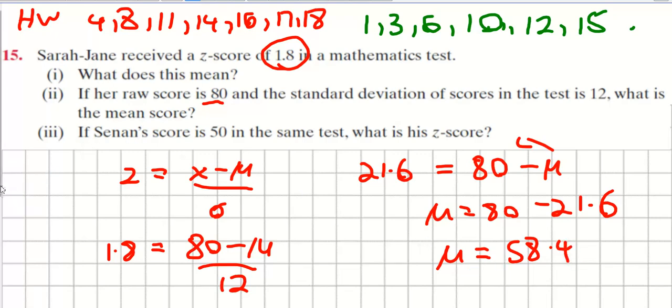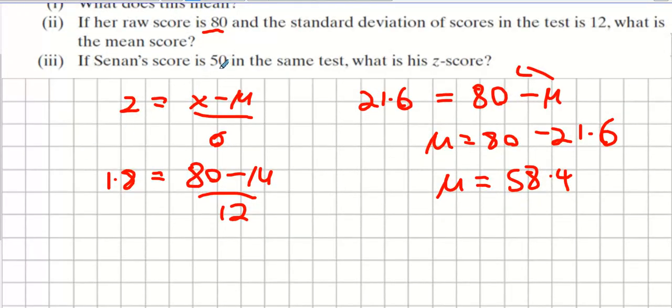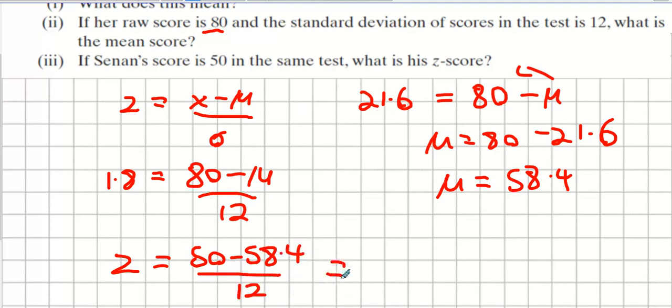And then your last one is exactly the same as what we've been doing all along. You're after your z score, which is going to be 50, take away 58.4, all over 12. What do you get, Alvin? Anybody? Minus 0.7? Okay.